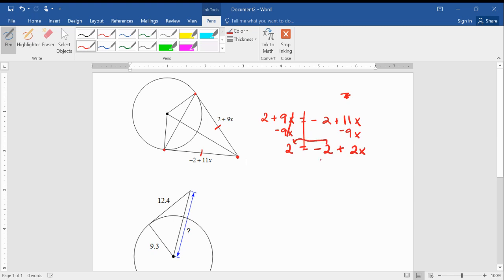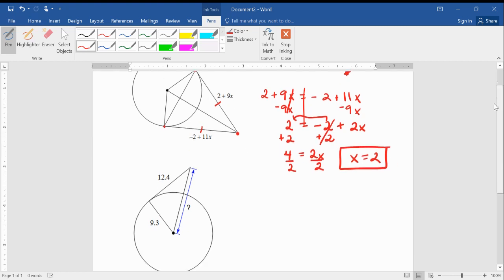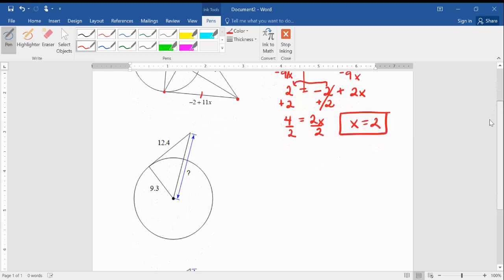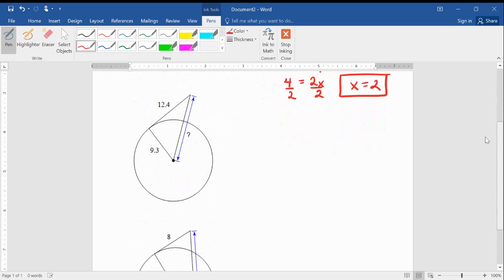Let's take this negative 2 to the left side of the equal sign. So to undo that from the right, we have to add it. And now we're looking at 4 is equal to 2x. We're trying to get x by itself, so we will divide both sides by 2, and our answer is 2. So to solve for x when you're dealing with two tangents coming from an external point and it's the same external point, then you set those expressions equal to each other and solve it for x.